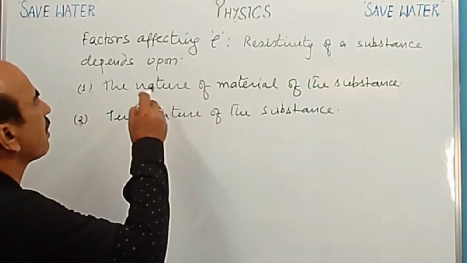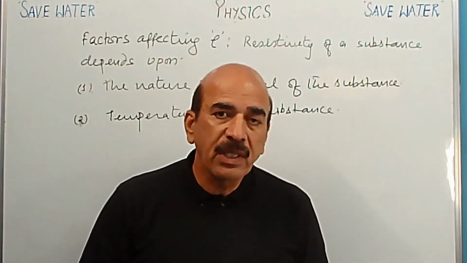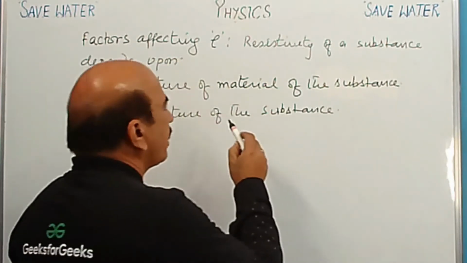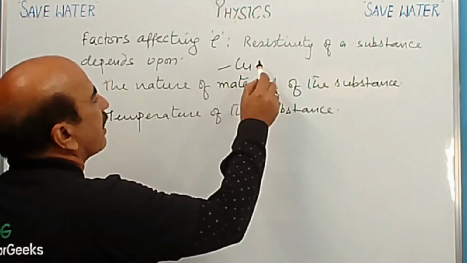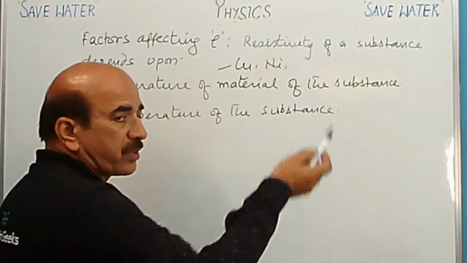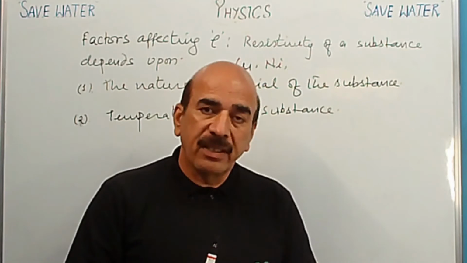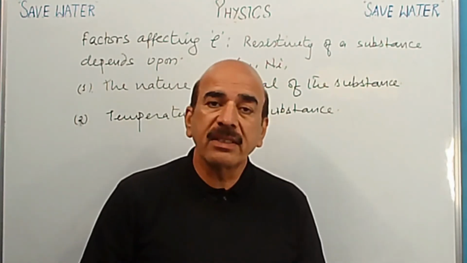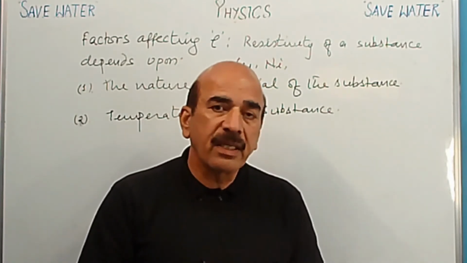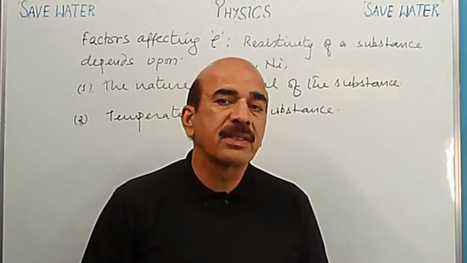Resistivity of a substance depends on the nature of material of the substance. It is very important. Because of the nature of the material, at some places we use copper wire, at some places we use nichrome wire, at some places tungsten, manganese. At some places alloys are used, at some places conductors, at some places insulators. So the use of insulators, conductors and alloys depends on the resistivity of the material.